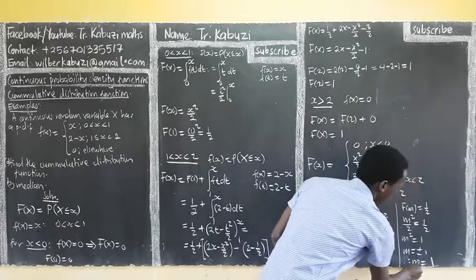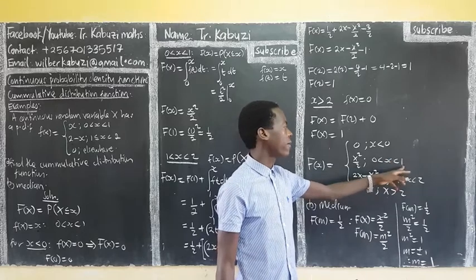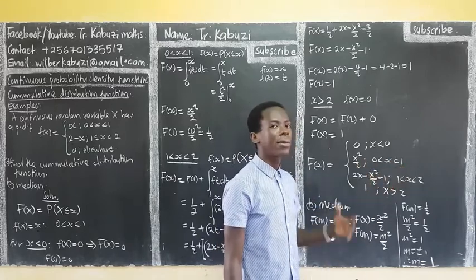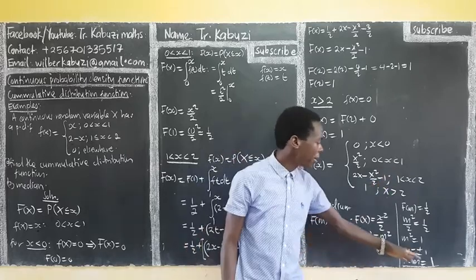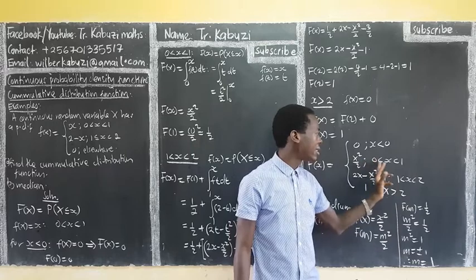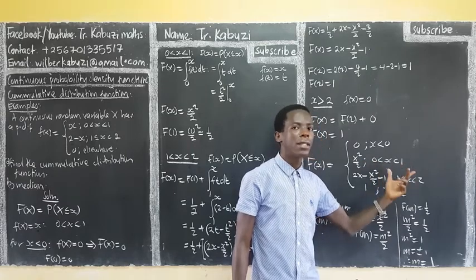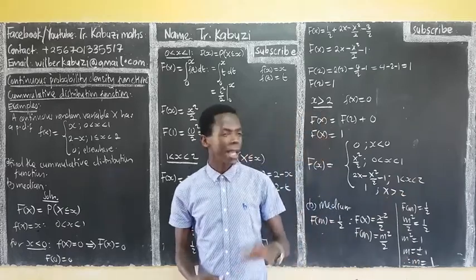Why? Because it's in this interval. By the way, that's already 1 from here, because the value of x substituted to get a half was 1. But why are we taking the positive? Because our median is in this interval, and it's between 0 and 1, where we expect it to be positive, not negative. So, that's how we handle that. I wish you well.